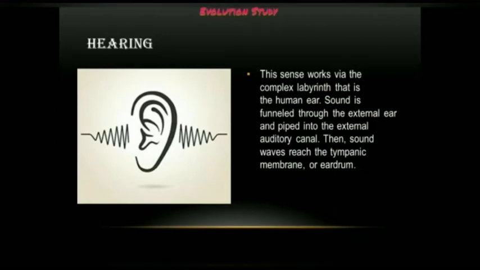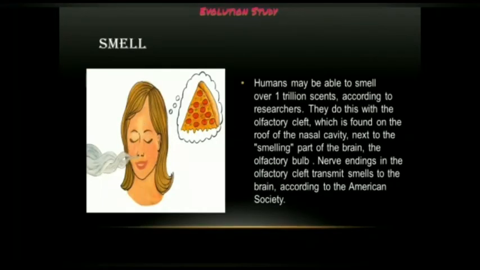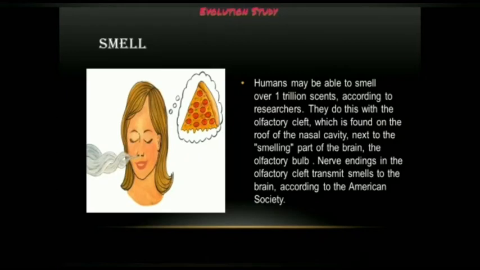Sound is funneled through the external ear and piped into the external auditory canal. Then the sound waves reach the tympanic membrane, or the eardrum. Smell. Humans may be able to smell over 1 trillion scents. According to the researchers, they do this with the olfactory cleft, which is found on the roof of the nasal cavity next to the smelling part of the brain, the olfactory bulb. Nerve endings in the olfactory cleft transmit the smells to the brain, according to the American Society.